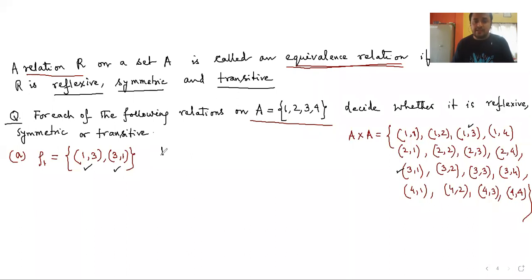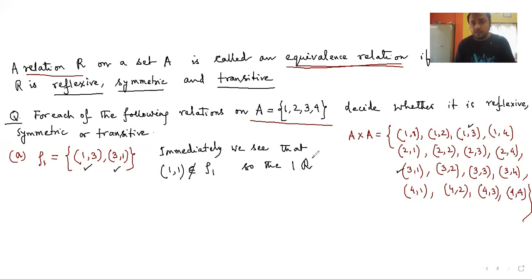First of all, immediately we can check that points like 1, 1, 2, 2, 3, 3, 4, 4 do not belong to the set rho 1. Okay, so the point 1 is not related to itself. So therefore, rho 1 is not reflexive. It is not reflexive.